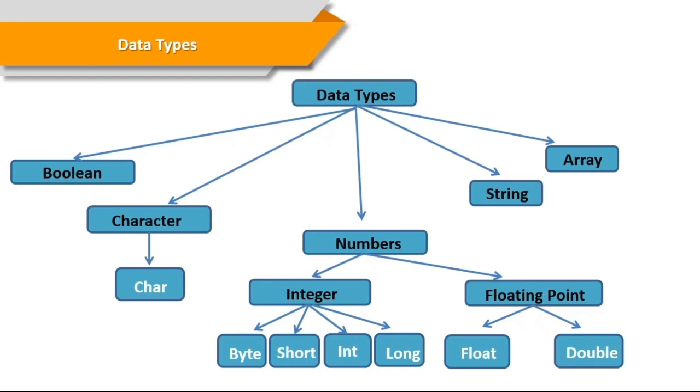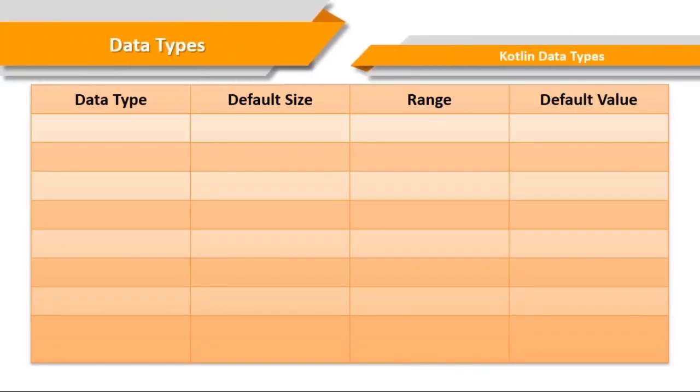All right, so let's have a look at the different Kotlin data types in this table. The byte data type is an 8-bit signed 2's complement integer. The byte data type is useful for saving memory in large arrays. There's a minimum value of -128 and a maximum value of 127 inclusive. So the default value of the byte is 0.